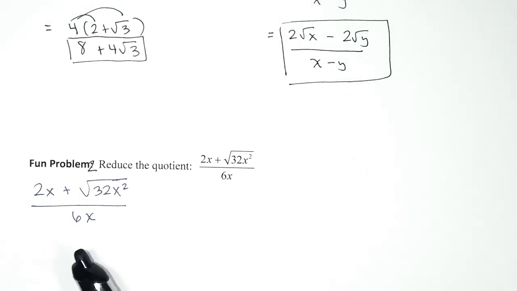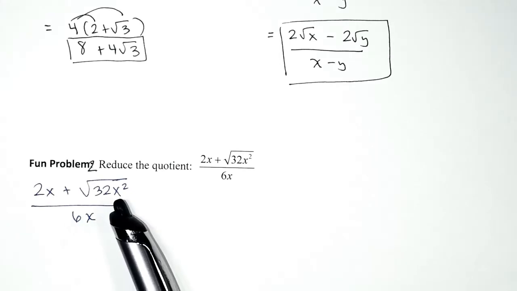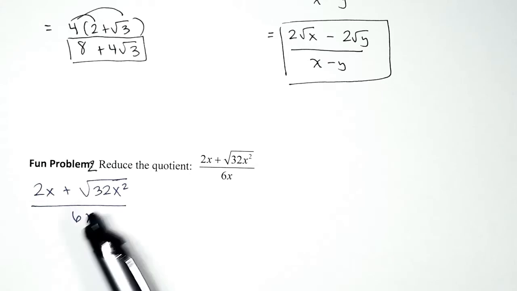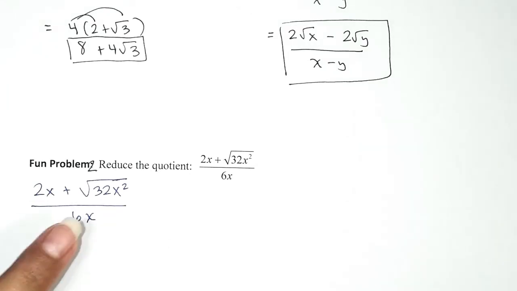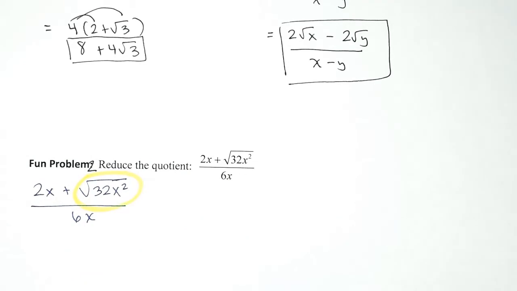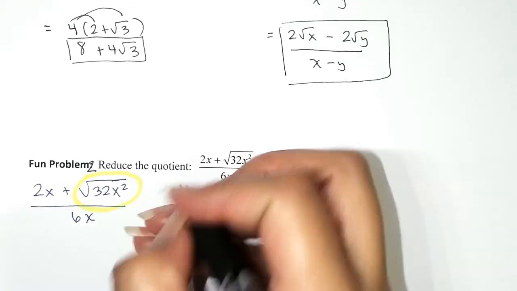Please don't try to cross cancel the 6x with the 32x squared. 6x is not inside a radical. Okay, so no canceling just yet. What we're going to do is take our time and simplify the square root of 32x squared. And with your permission, we're going to do that in a thinking area.